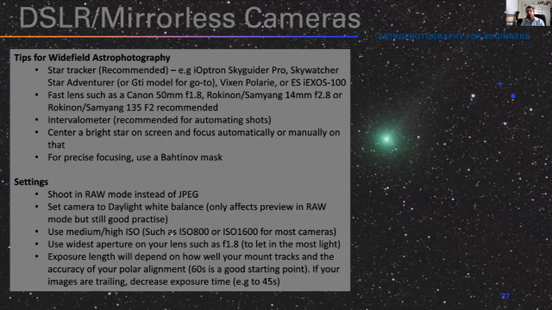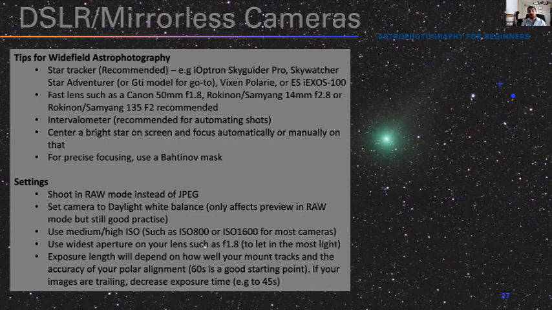Use medium to high ISO, such as ISO 800 or 1600 for any DSLR or mirrorless cameras. In 95% of the cases, that'll be a good ISO to use. So if you're just getting started, you don't know what ISO or gain to select, use that to get started. We'll cover the more advanced options afterwards.